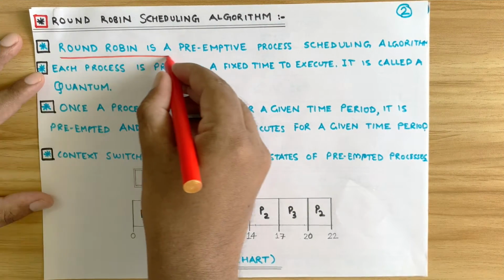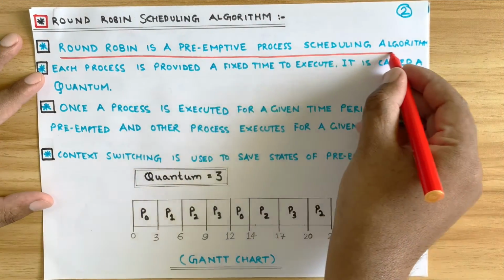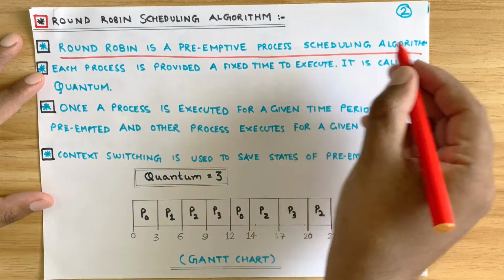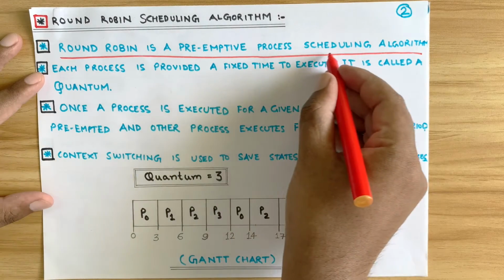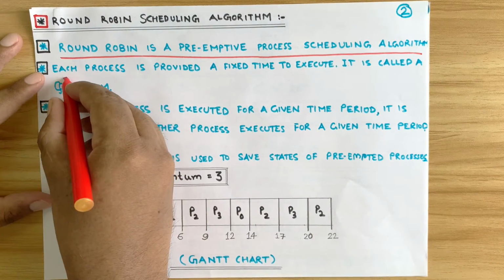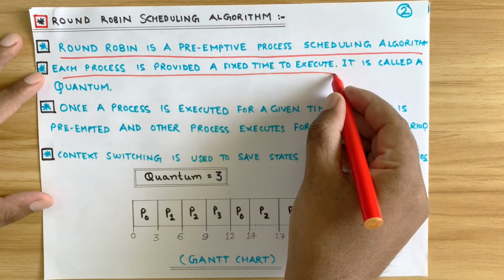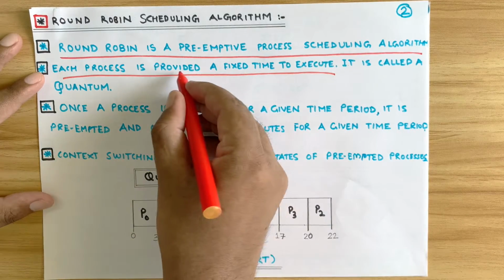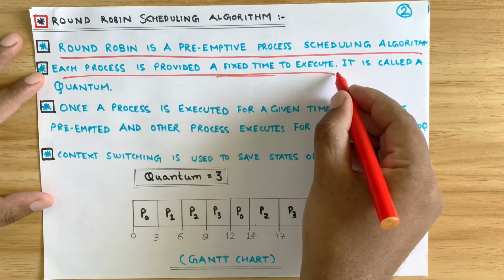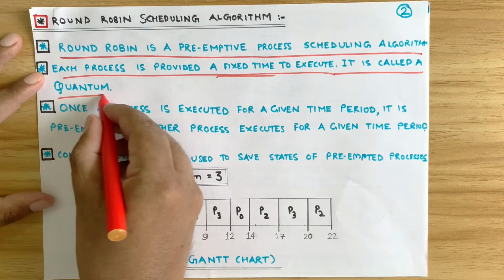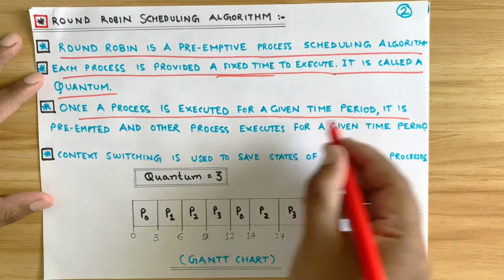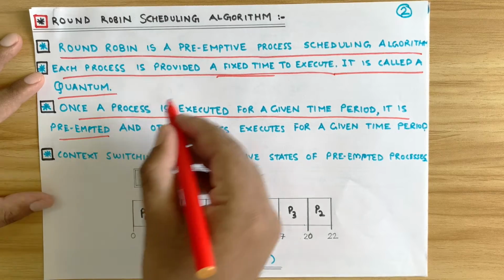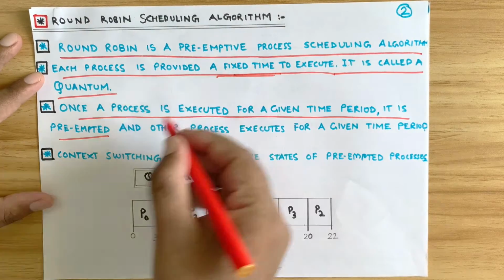Round robin is a preemptive process scheduling algorithm. Each process is provided a fixed time to execute. This fixed time is called the quantum. Once a process is executed for a given time period, it is preempted. Once the fixed time is over, then it is preempted.